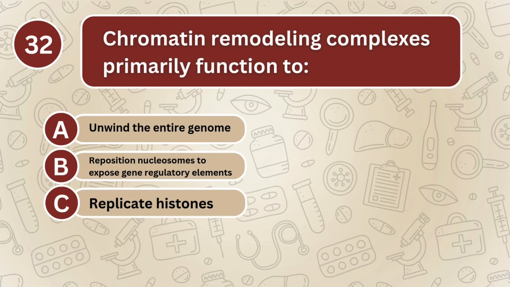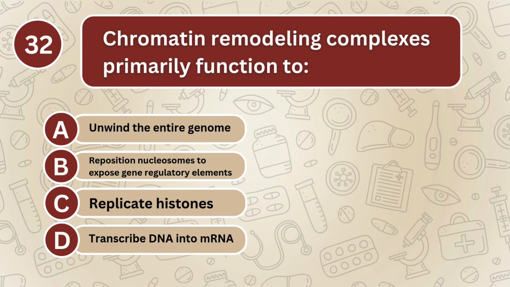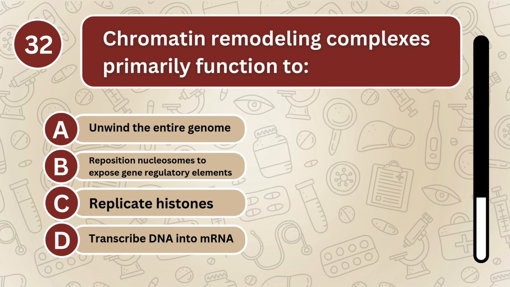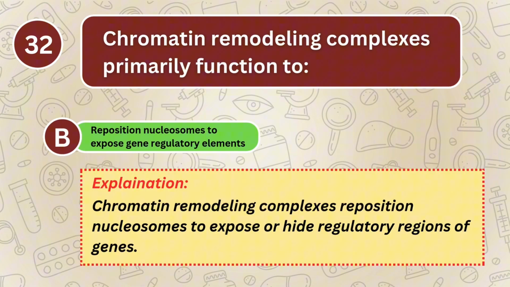Chromatin remodeling complexes primarily function to A, B, C, or D? Correct answer is B. Reposition nucleosomes to expose gene regulatory elements.